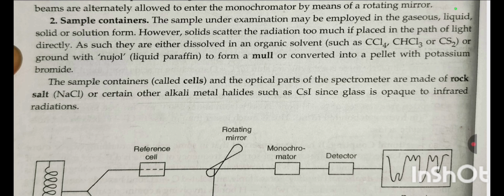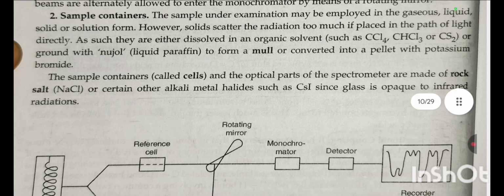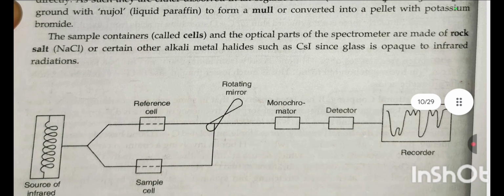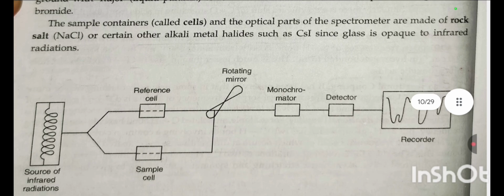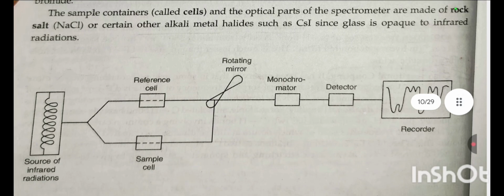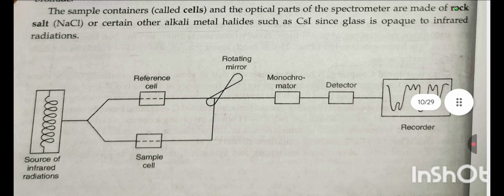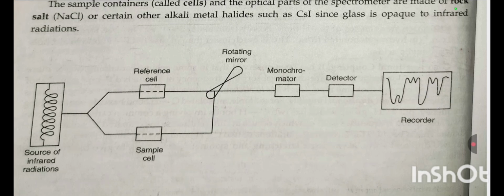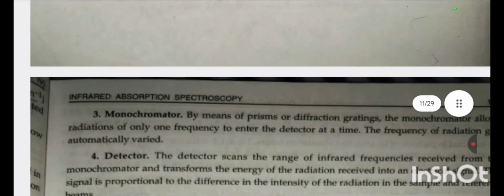However, solids scatter the radiation too much if placed in the path of light. As such, they are either dissolved in organic solvents such as CCl4, CHCl3, CS2, or ground with Nujol, liquid paraffin, to form a mull, or converted into a pellet with potassium bromide. The sample containers, cells, and the optical parts of the spectrometer are made of rock salt, NaCl, and certain other alkali metal halides such as CsI, since glass is opaque to infrared radiation.